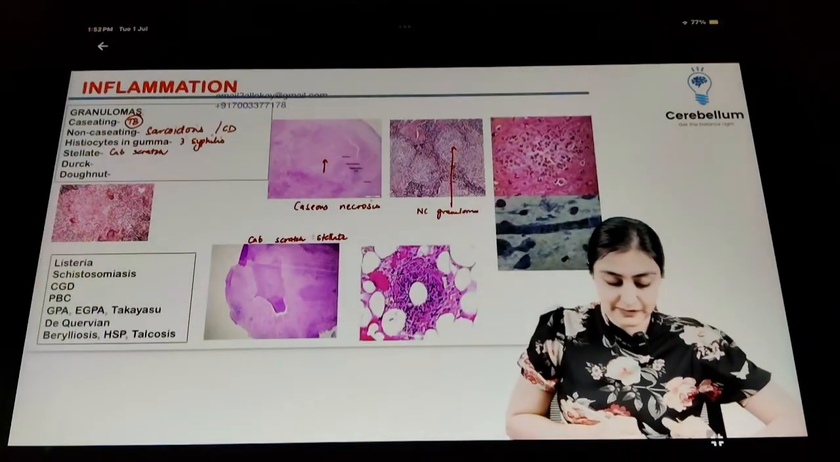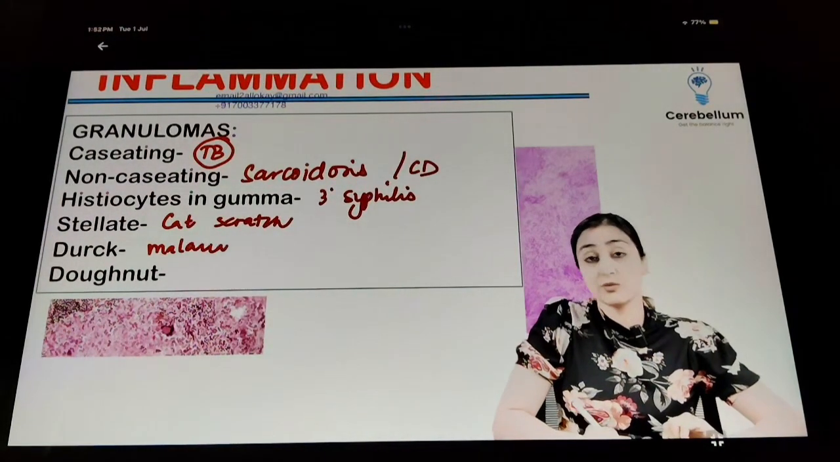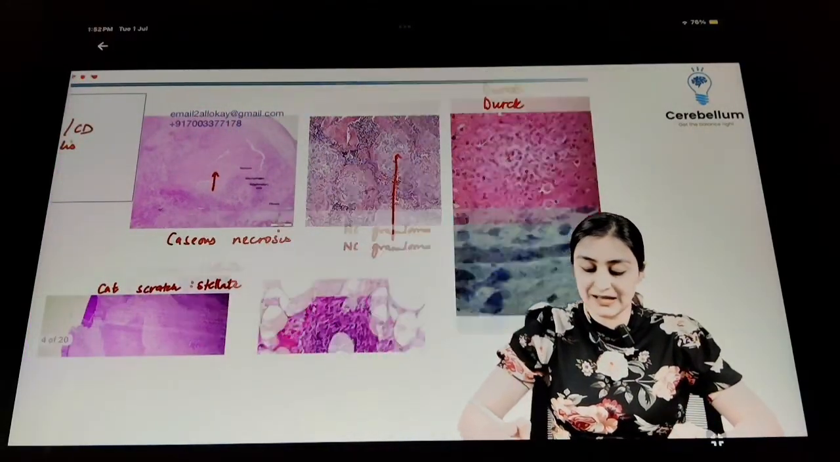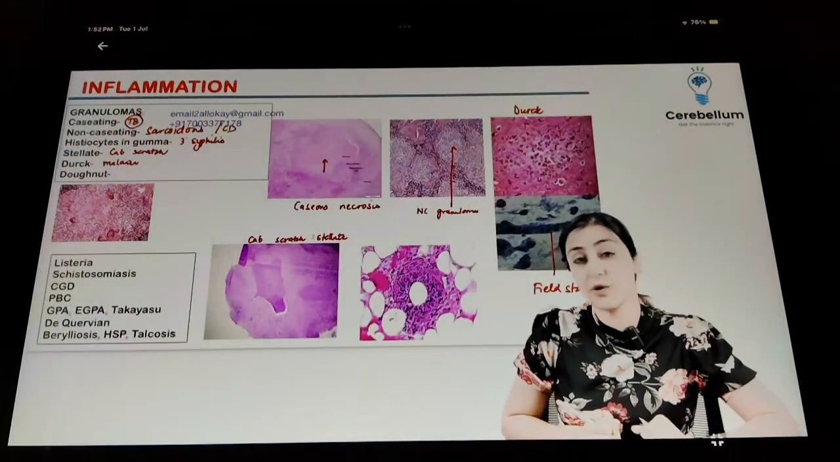It hasn't been asked so far, but might be asked. Then you have Dürck granuloma, again important. So Dürck granuloma is for malaria. Just to give you an image perspective, this is what it looks like. This is Dürck granuloma, and this stain can be asked. This is called the Field stain, used to demonstrate the Dürck granuloma of malaria.